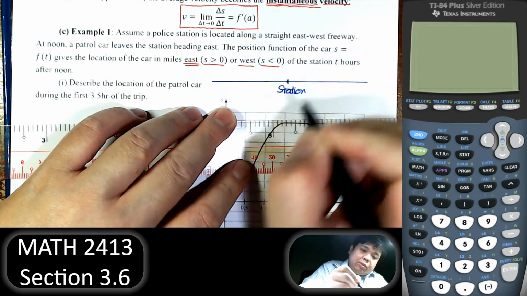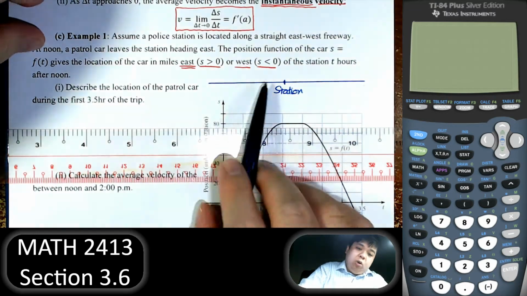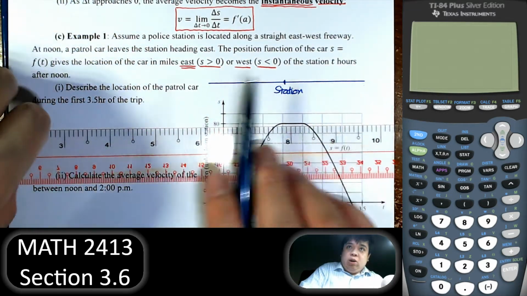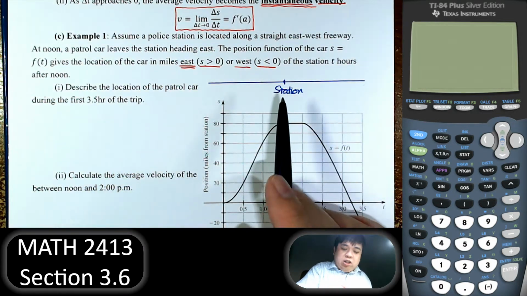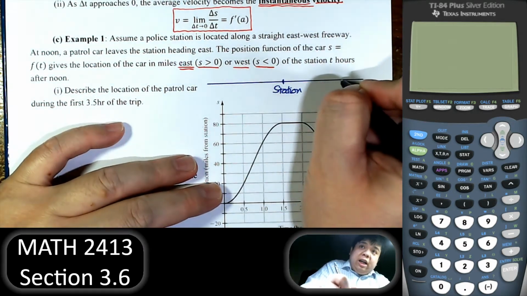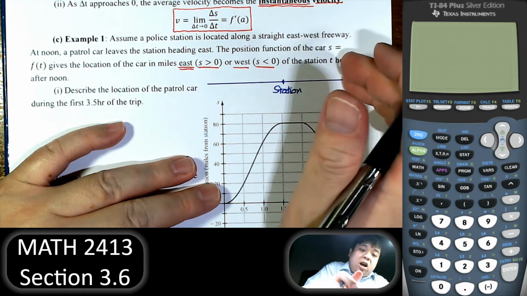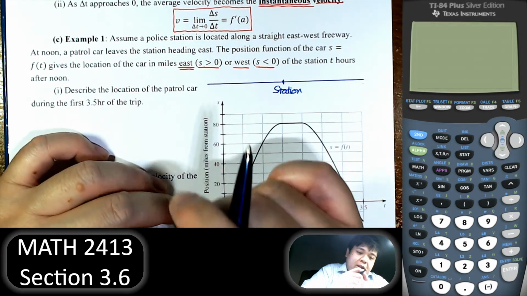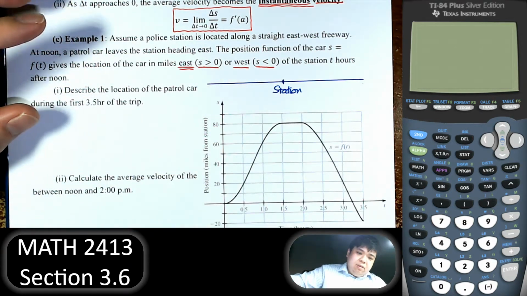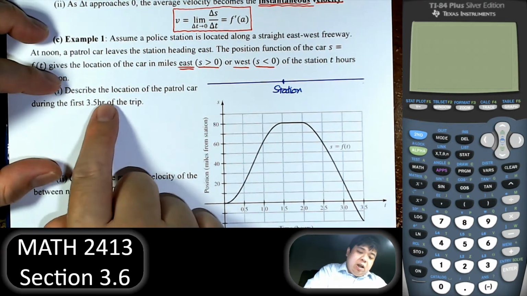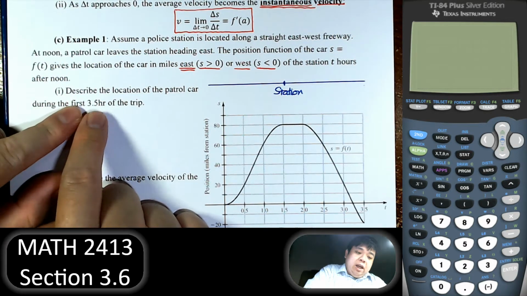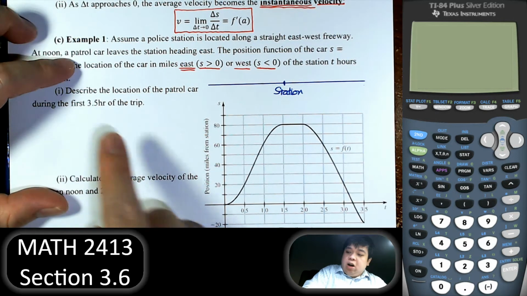And the patrol car will go to the right or left of the police station. If it is on this side, it's of course on the east side, so it's going to be positive. If it's on this side, it is negative, on the west side, that is. Right, now describe the location of the patrol car during the first 3.5 hours of the trip.